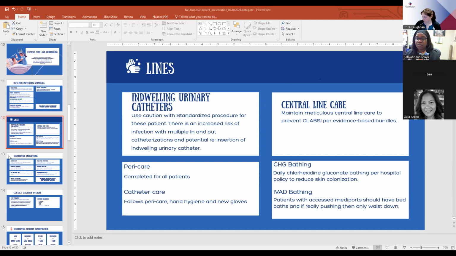Central line care is also another big indication here. We want to make sure that we are doing our central line care, and then we are pretty much setting up this patient to be clean and clear from CLABSI if possible. CHG bath is another important thing, and then the IVAD bath is also very important for our patients whose Mediports we are accessing.